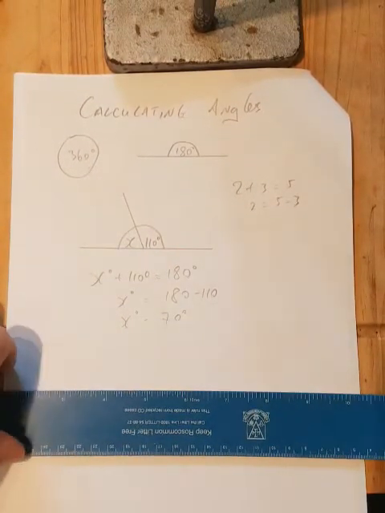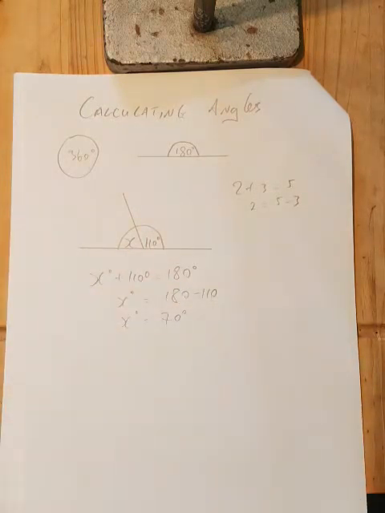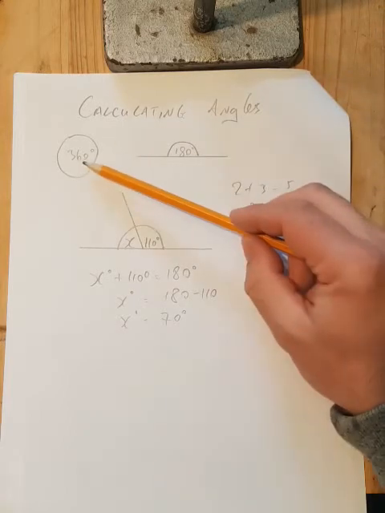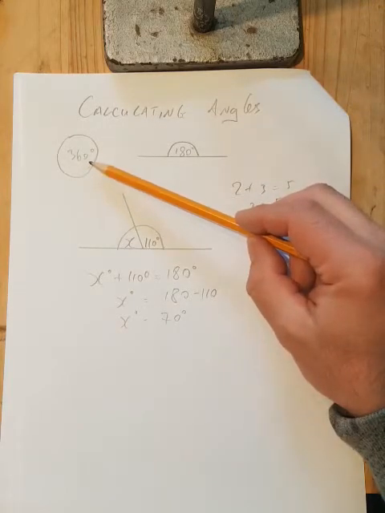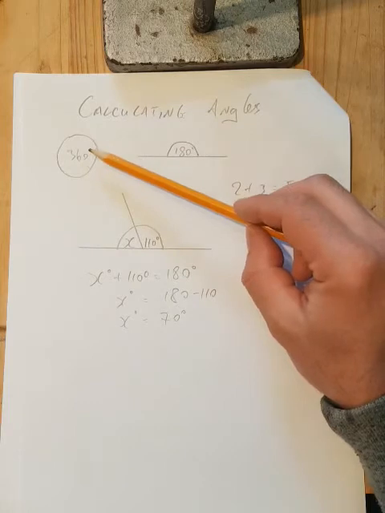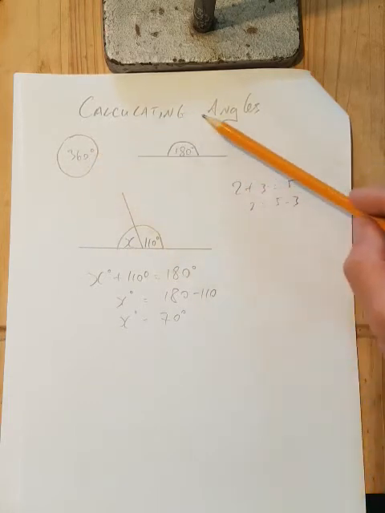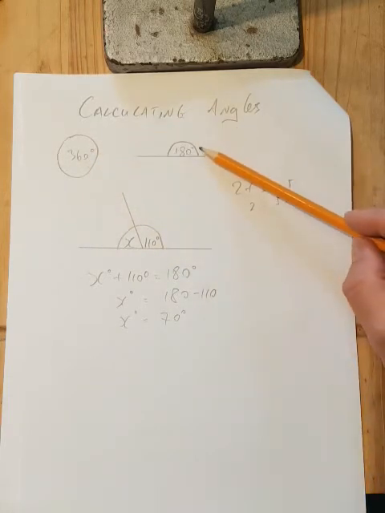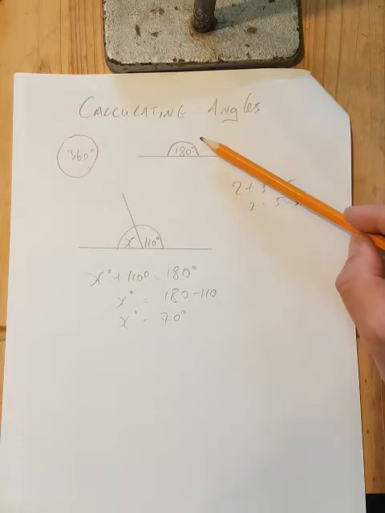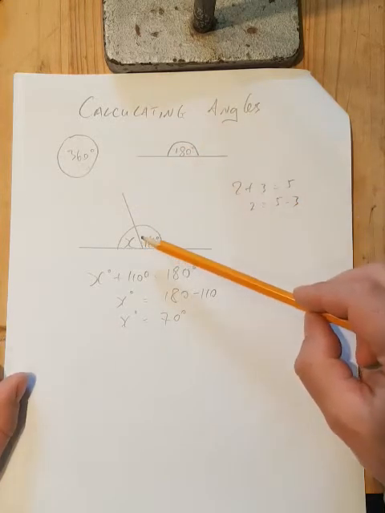In this video, we'll be looking at the material to do with section 10.3 of the book, specifically questions relating to the calculating of angles. First thing you have to remember when we're doing any question like this, whenever we're dealing with circles, the total degrees of a circle is 360 degrees. If we're dealing with a straight line angle, the total size of that angle is 180 degrees. Let's look at this example here.